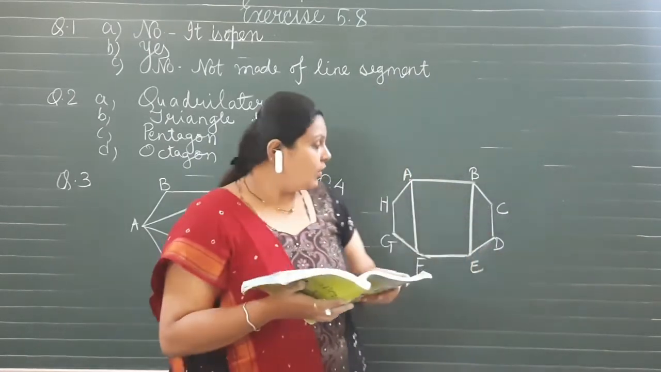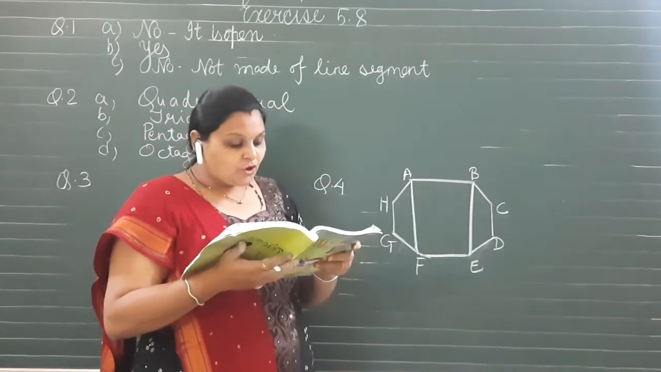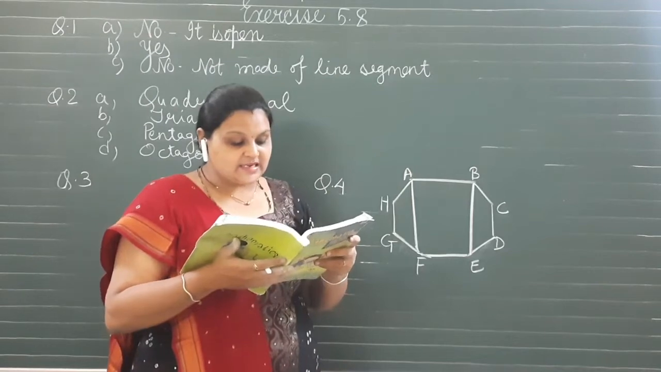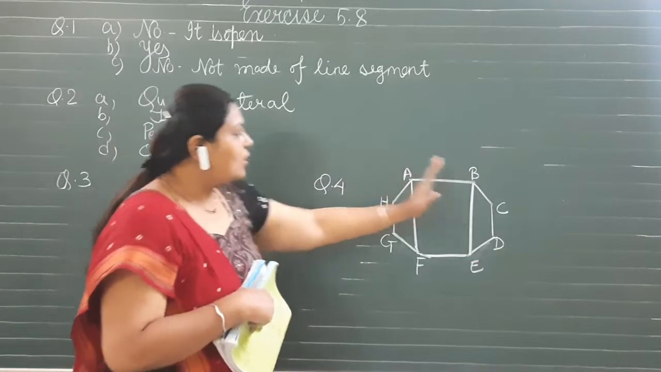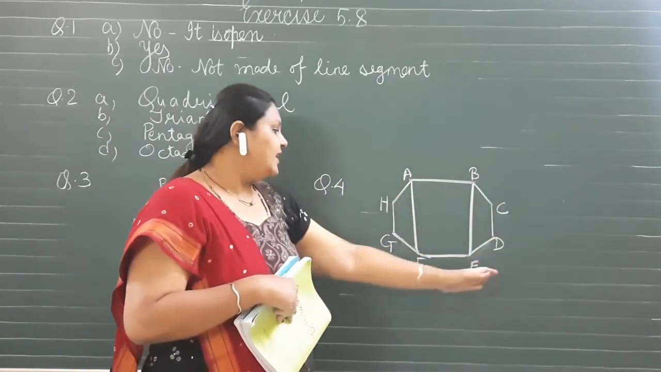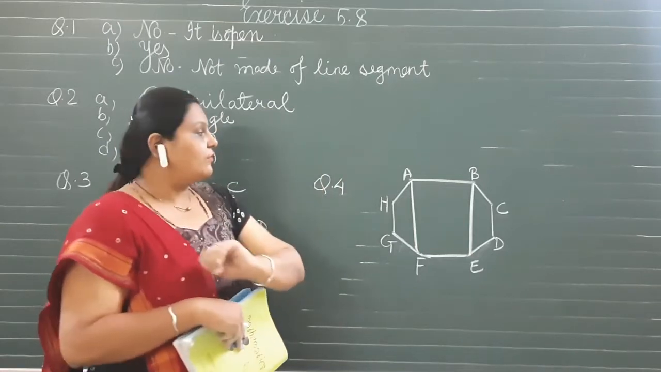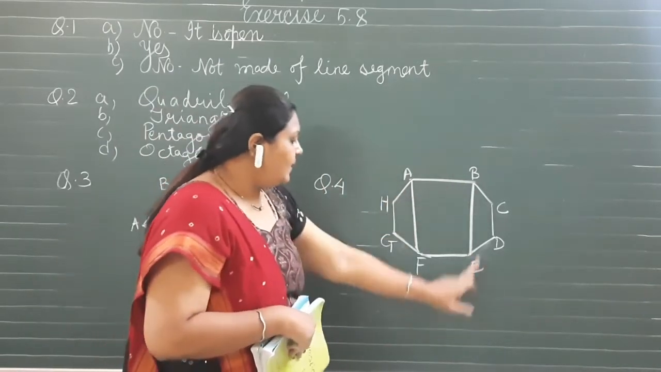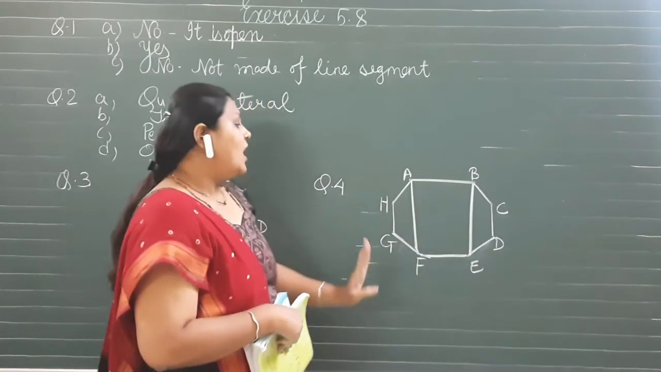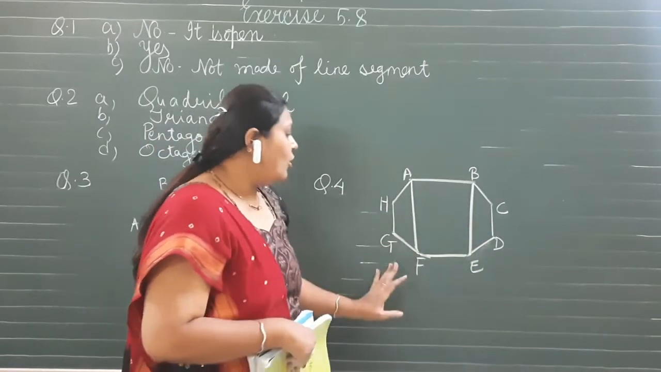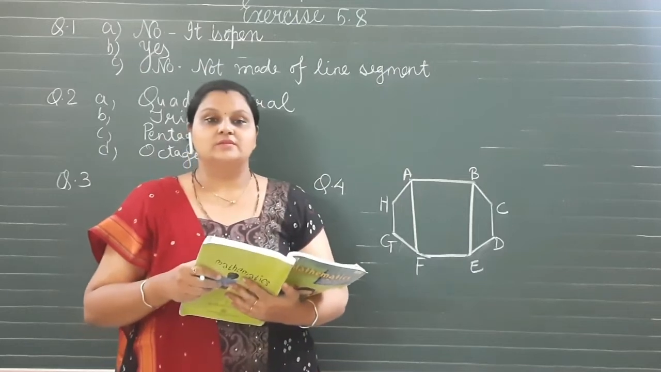Question number 4. Draw a rough sketch of a regular octagon. Draw a rectangle by joining exactly 4 of the vertices of the octagon. So here, this is the octagon. We can say A, B, C, D, E, F, G, H. Now by joining any 4 vertices of it, I have joined A, B, E, F. So here a rectangle is formed. I can also join H, C or G, D. Then also a rectangle can be formed.